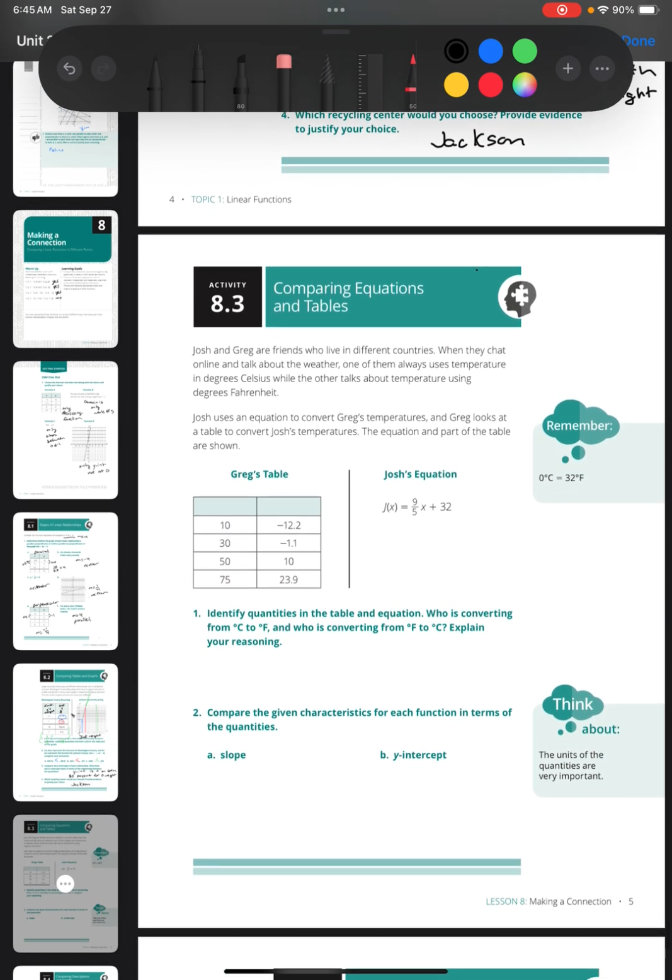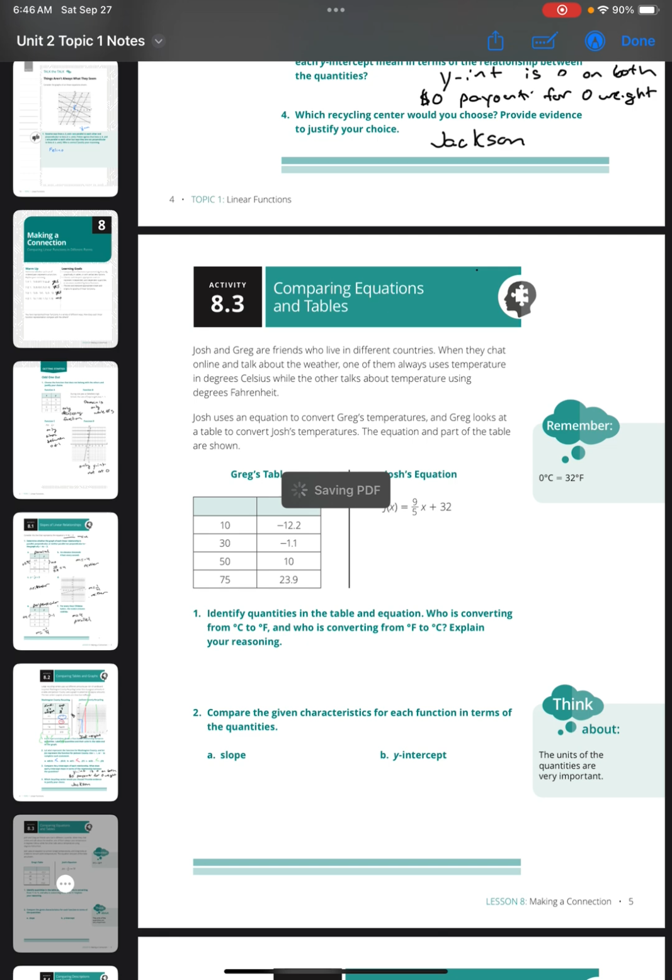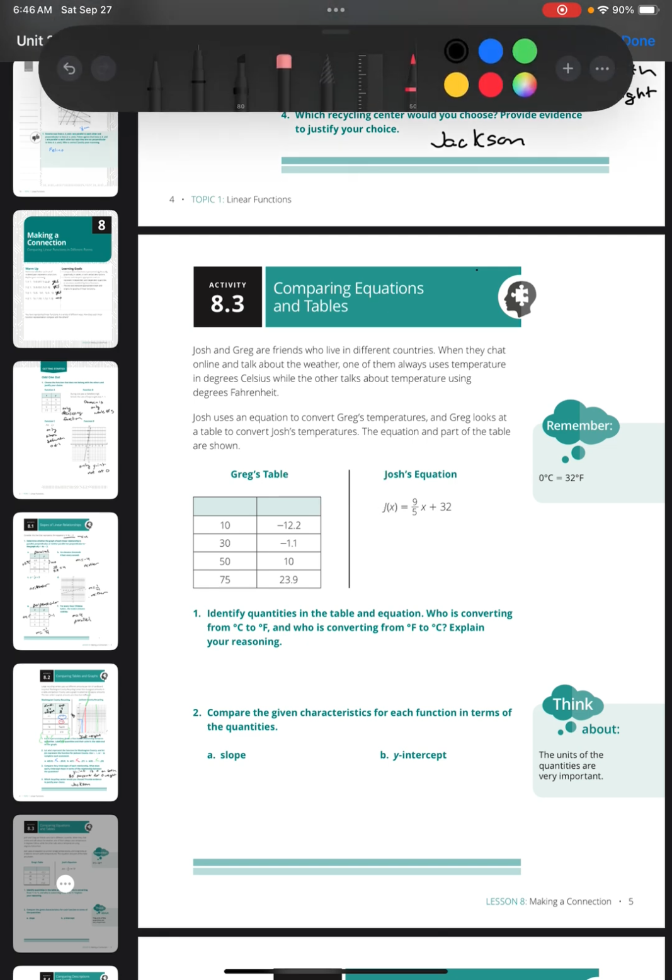All right, activity 8.3. Activity 8.3, comparing equations and tables. Josh and Greg are friends who live in different countries. When they chat online, they talk about weather. One of them always uses temperature in degrees Celsius, while the other talks about temperature in degrees Fahrenheit. So Josh uses an equation to convert Greg's temperature, and Greg looks at a table to convert Josh's temperature. The equation and part of the table are shown.